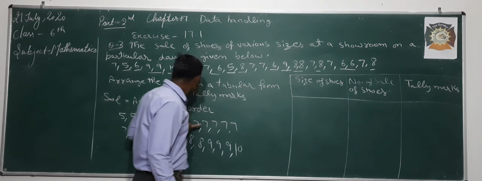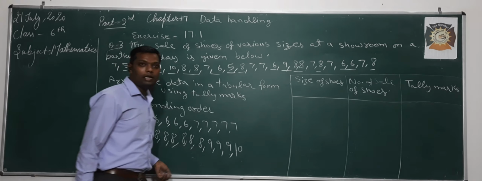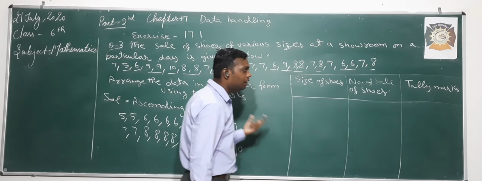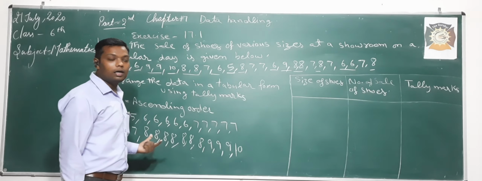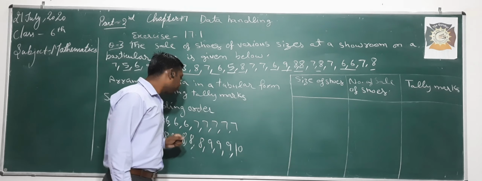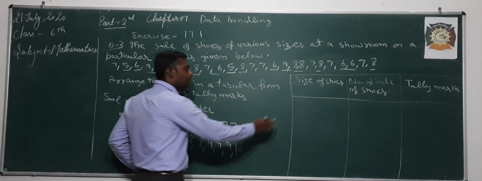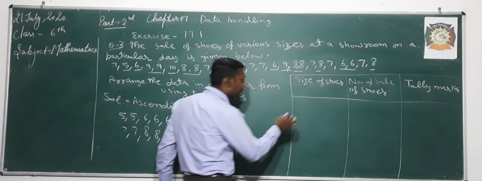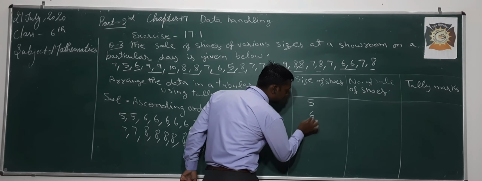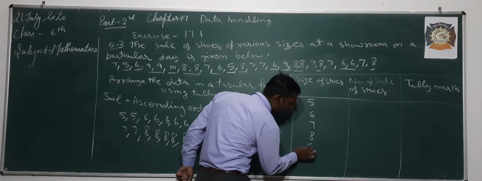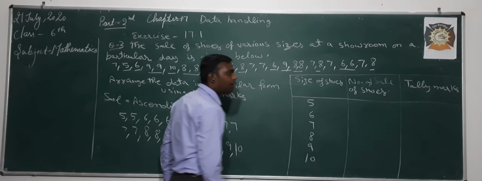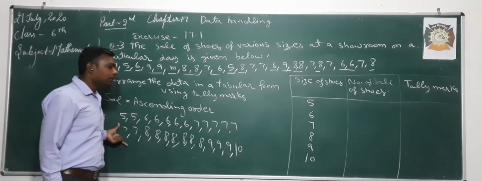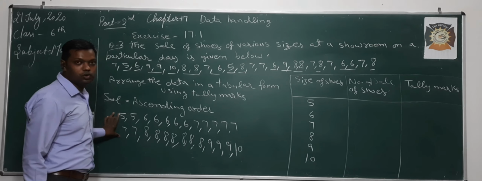It may be 5, 6, 7, 8, 9 and 10, and the next is the number of sales of shoes on that particular day, and then we have to find the tally marks. So we have to find the size of shoes, and the sizes of shoes are 5, 6, 7, 8, 9 and 10. Now this is the size of the shoes. Then we have to find the number of shoes.